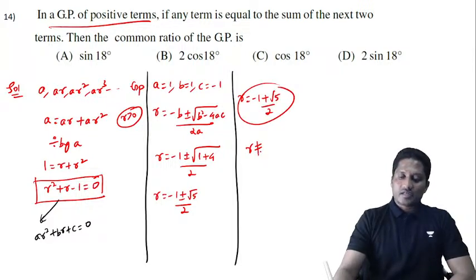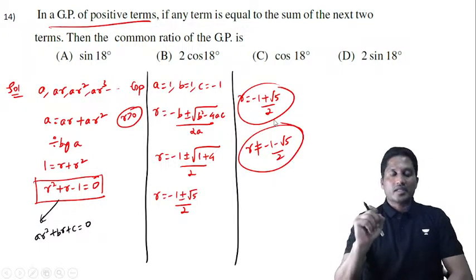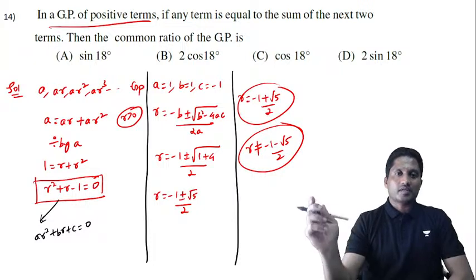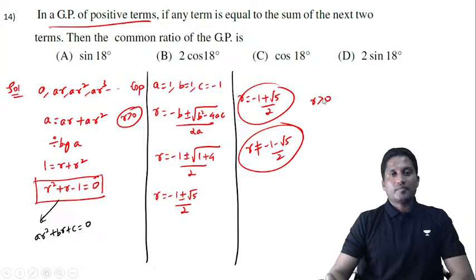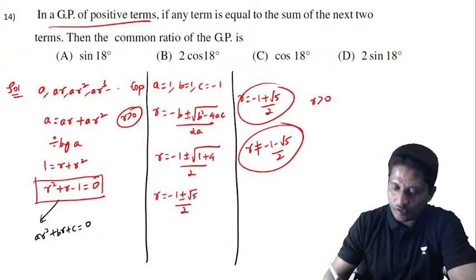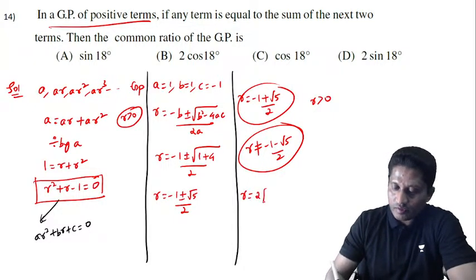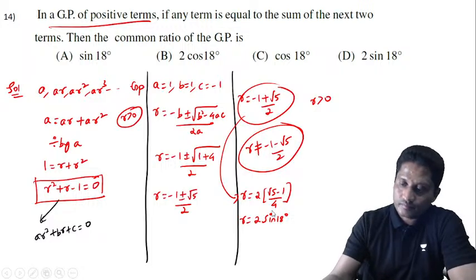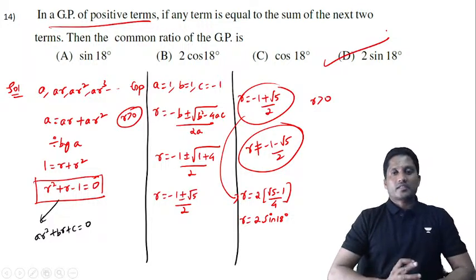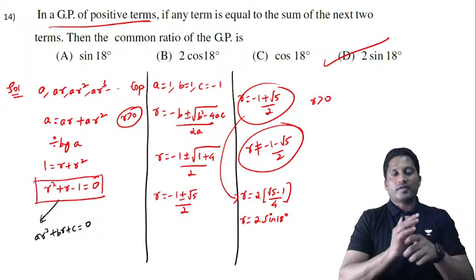Reject r is equal to minus 1 minus root 5 by 2, because it is given in the question that in a GP of positive terms, r should be positive. So minus 1 plus root 5 by 2, you still will not find the option. I'll multiply and divide by 2. I'll write root 5 minus 1 by 4. So r is equal to 2 into sine 18. Sine 18 is root 5 minus 1 by 4. So answer is 2 into sine 18. Answer is option D. That's a value, guys. Sine 18 is root 5 minus 1 by 4.